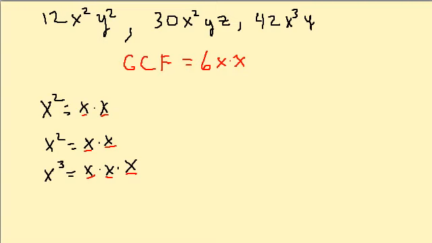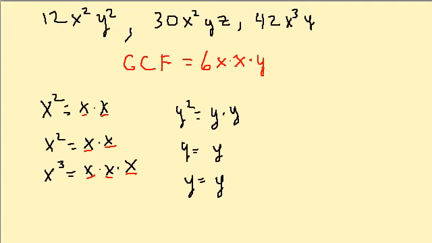Now let's look at the y. So here we have y squared, here we have y, and here we have y. So this is y times y. Y is just equal to y, it's just one time, and same thing here. So with y squared, the y appears twice, once, once, so we use it one time. So that's times y.